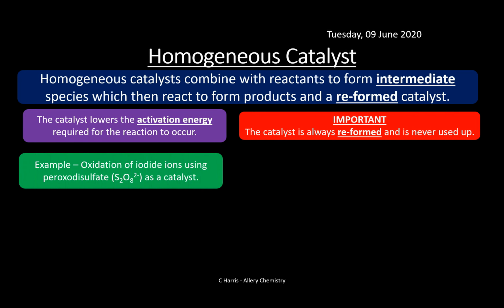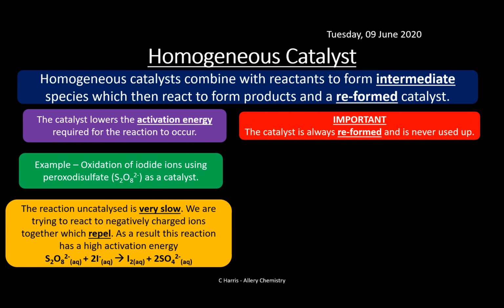Now you need to know this specific example as a homogeneous catalyst. So oxidation of iodide ions using peroxide disulfate, which is S2O8 2-, as a catalyst. Okay, so this is a homogeneous catalyst. It's a little bit more complicated, but there's a rationale behind this.